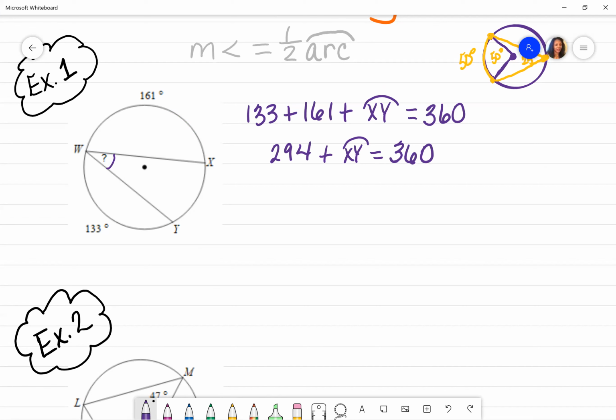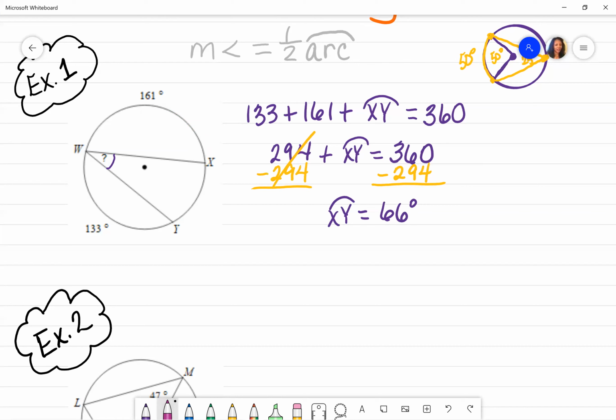And now I just simplify even further by moving the 294 over to the other side, which means I have to take the inverse. And what I do to one side, I have to do to the other. Arc XY will end up being 66 degrees, but that's not what we're looking for. We're looking for the measure of the angle W.